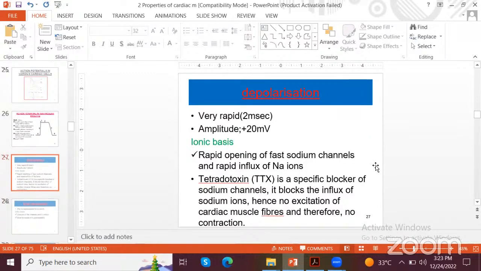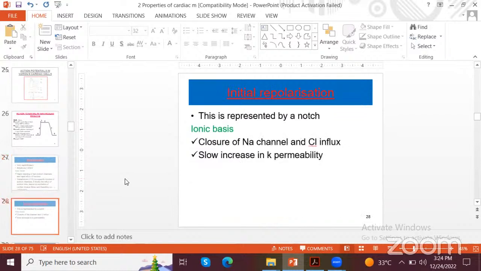Coming to the depolarization, the depolarization phase is very rapid, around 2 milliseconds. Amplitude is around 20 millivolt, and that is due to the rapid opening of fast sodium channels and rapid influx of sodium ions. The drug tetrodotoxin blocks the sodium channel, so it blocks the influx of sodium ions, so there is no excitation and no contraction of the cardiac musculature.